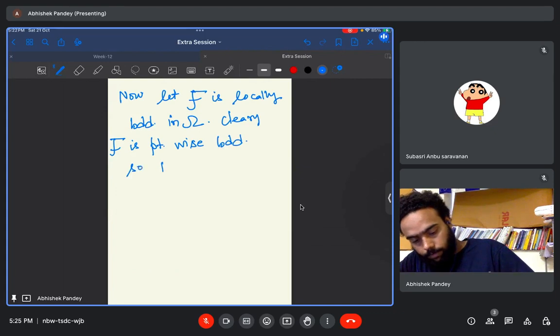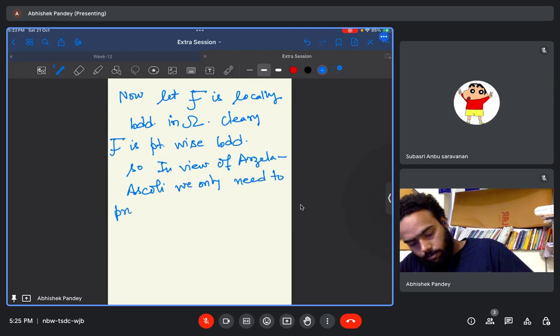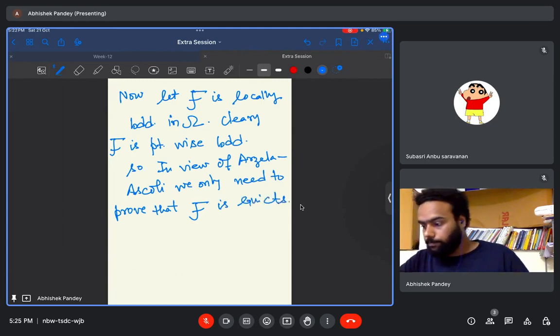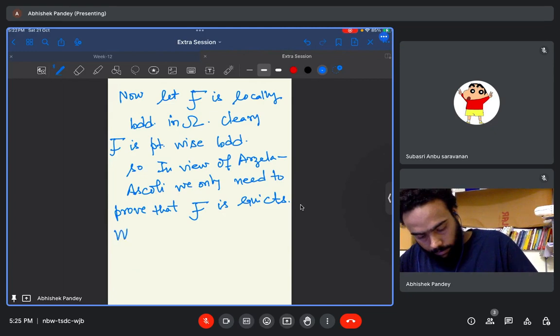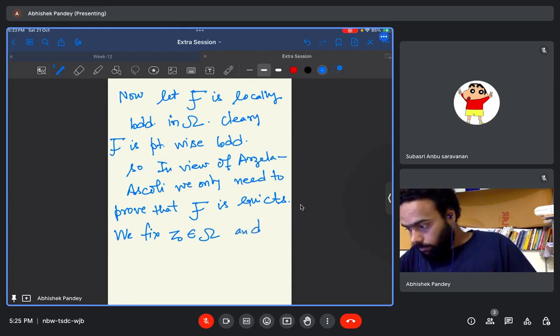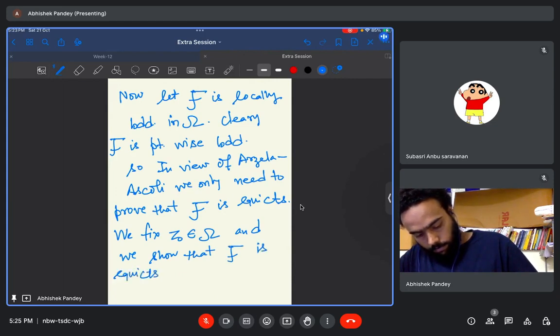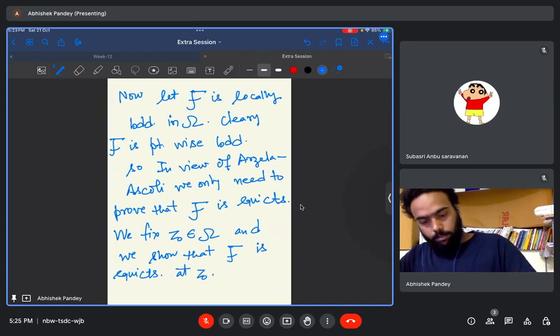So in view of Zilla Sole, we only need to prove that F is equicontinuous. Okay, so this can be done. So we fix z naught belongs to omega, and we show that this family F is equicontinuous at z naught. Okay, so this is the main idea.